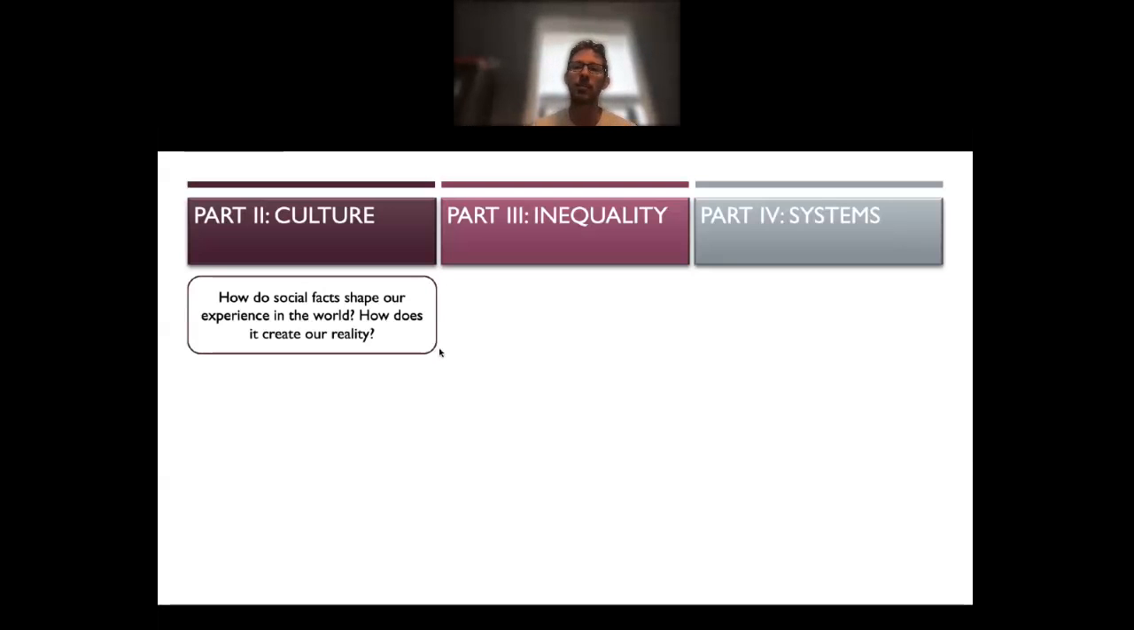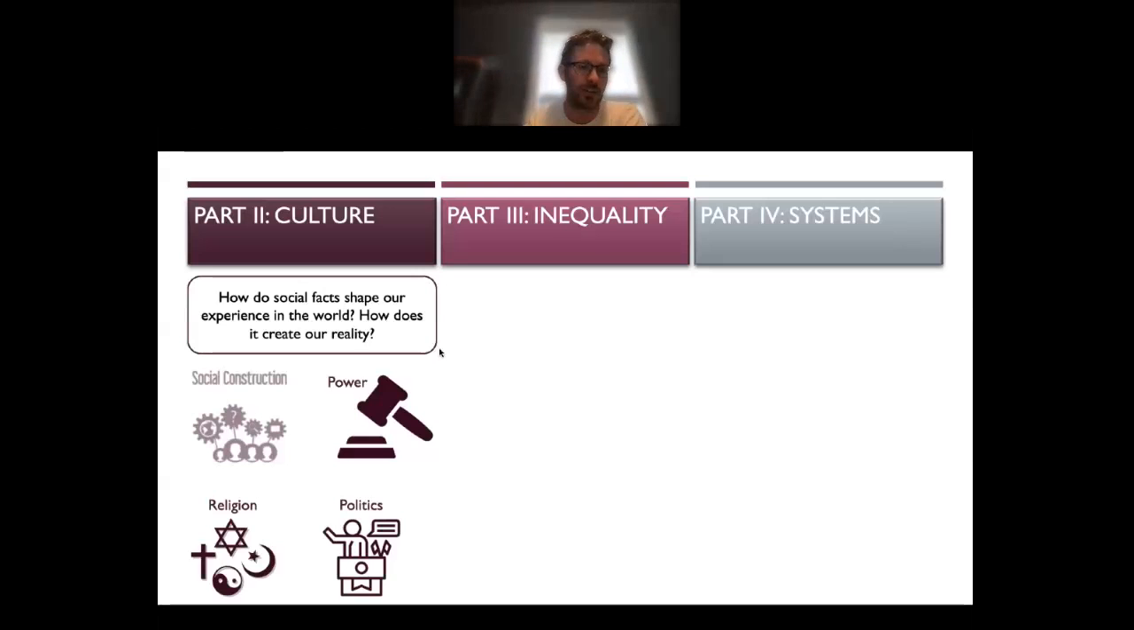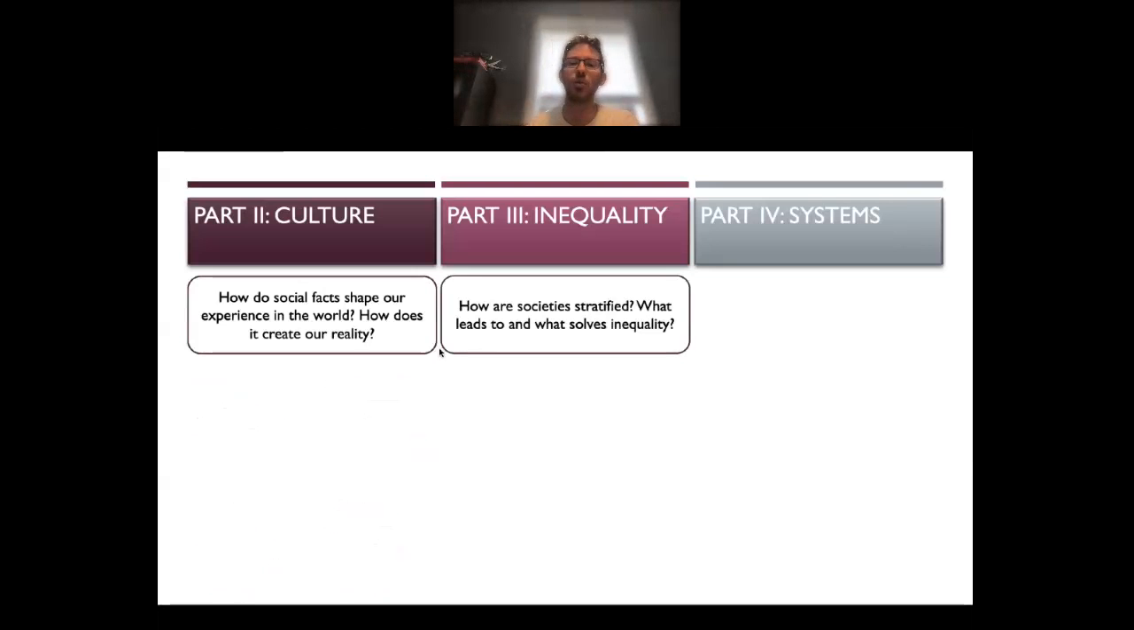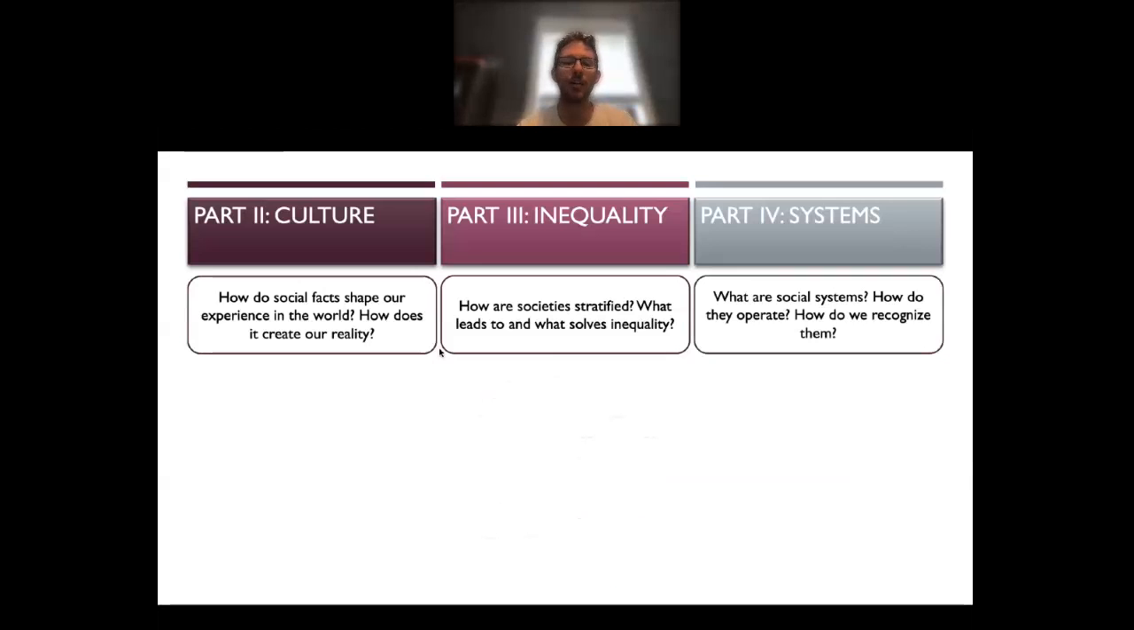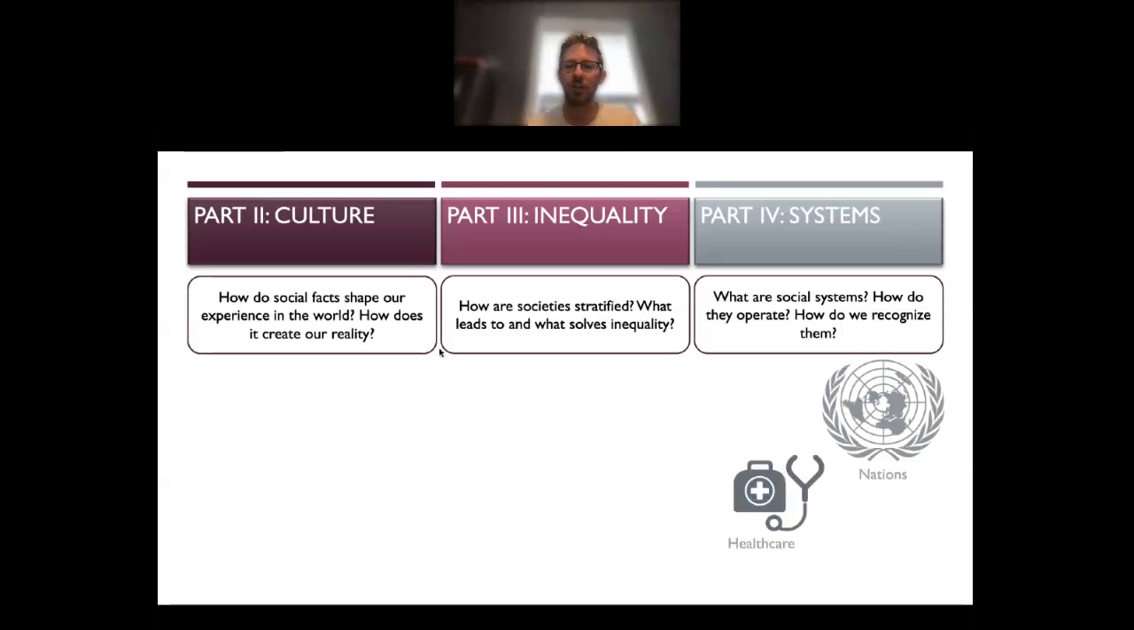So, how does society affect the way we perceive the world around us? What we'll be looking at are 4 topics. This week is on social construction and socialization. Then we'll be looking at power and personal identities, religion, and politics. How do these aspects of culture shape the way we perceive reality and the world around us? Then we'll go into inequality, where we look at how our society is stratified, and what leads to and solves inequality. We'll be looking at 3 topics specifically: crime, economics, and education. Then we will be looking at systems. We'll define what a social system is, why it's important, how it affects our lives, and how we notice it. And we'll be looking at nations, healthcare, and science.